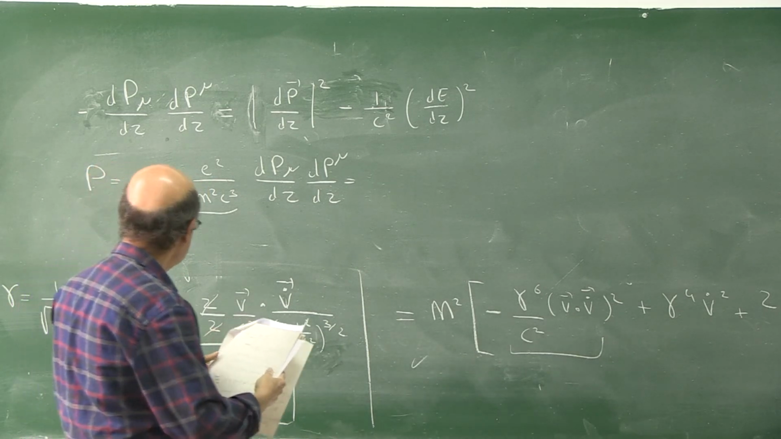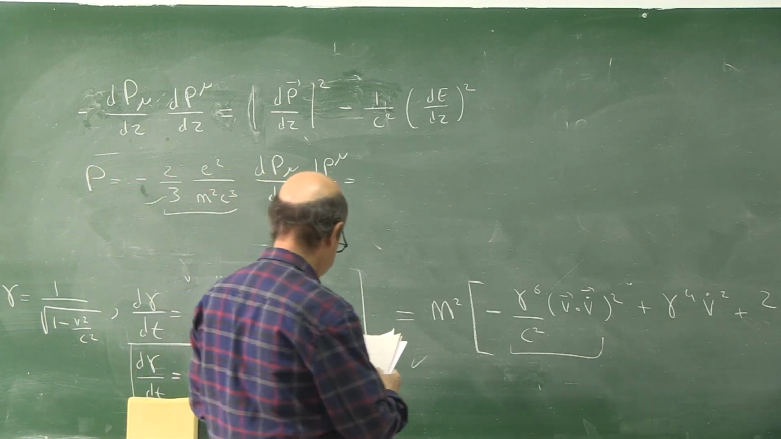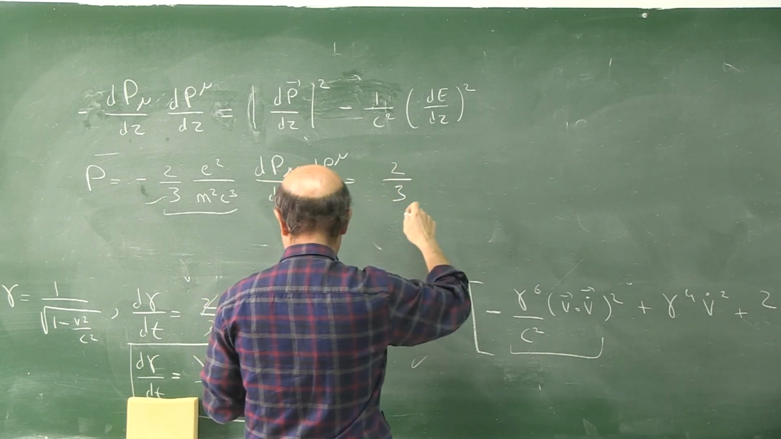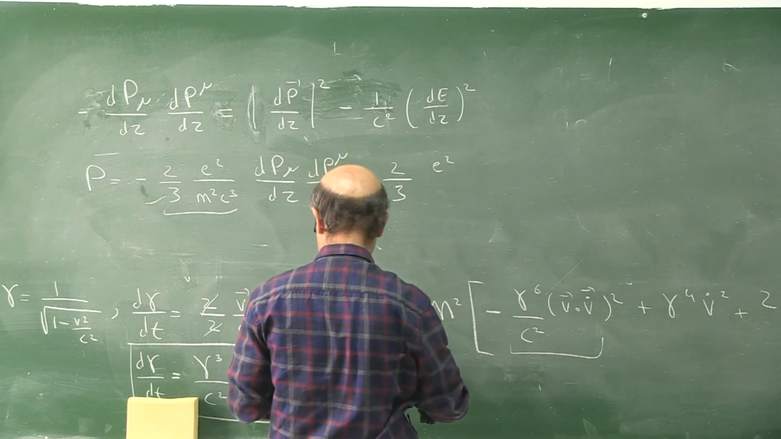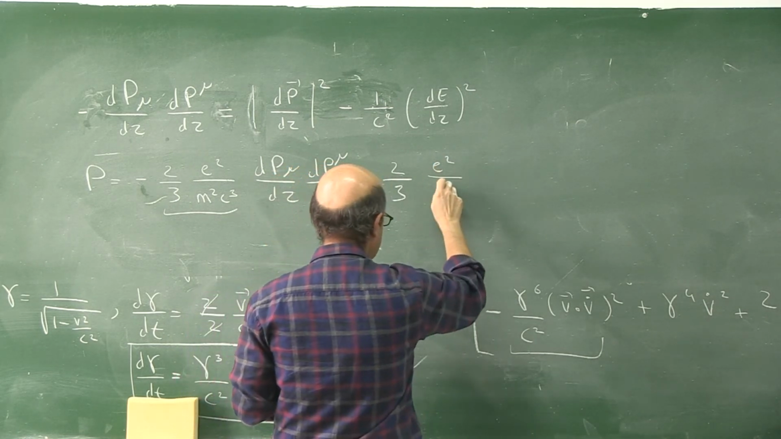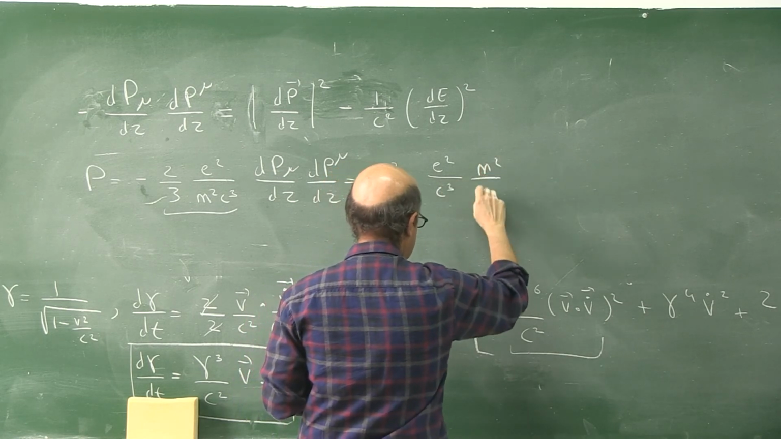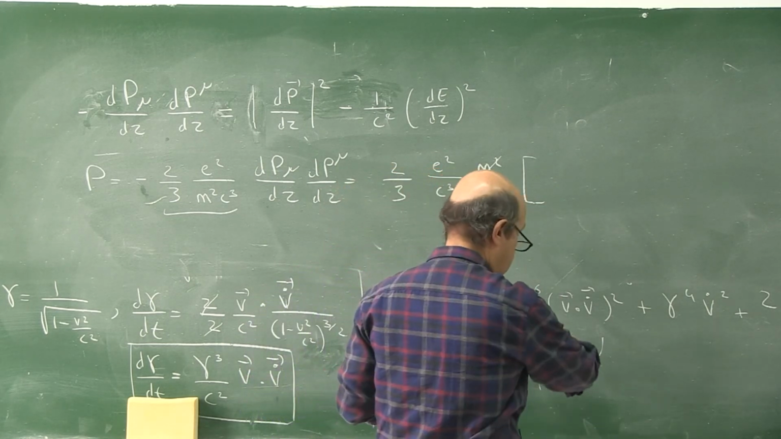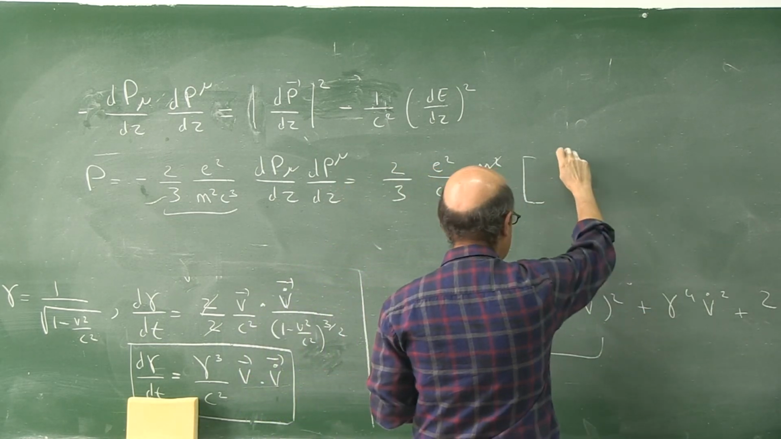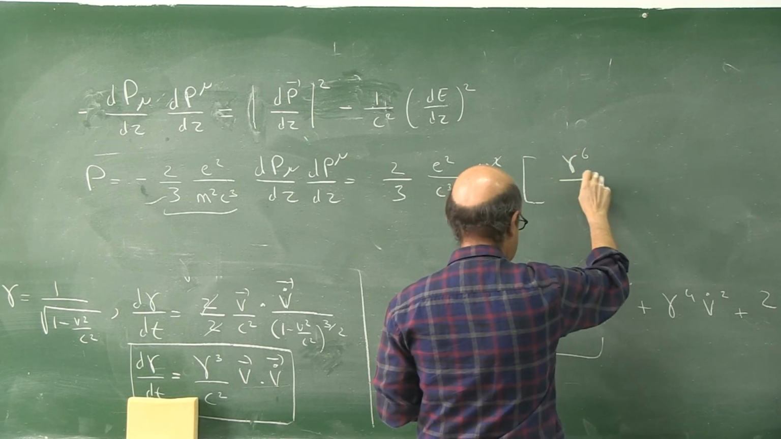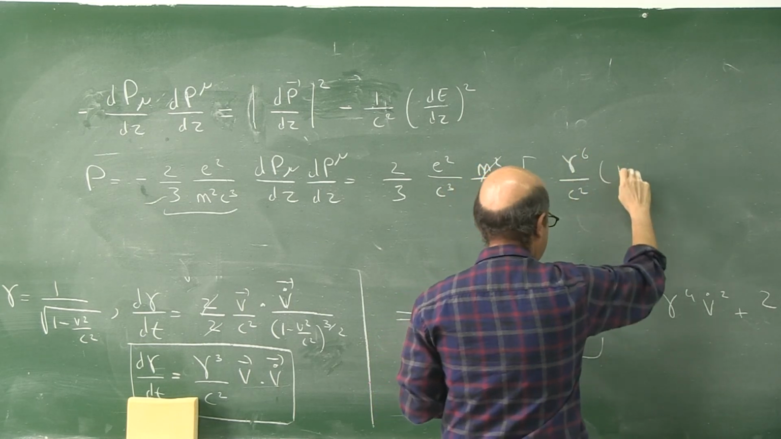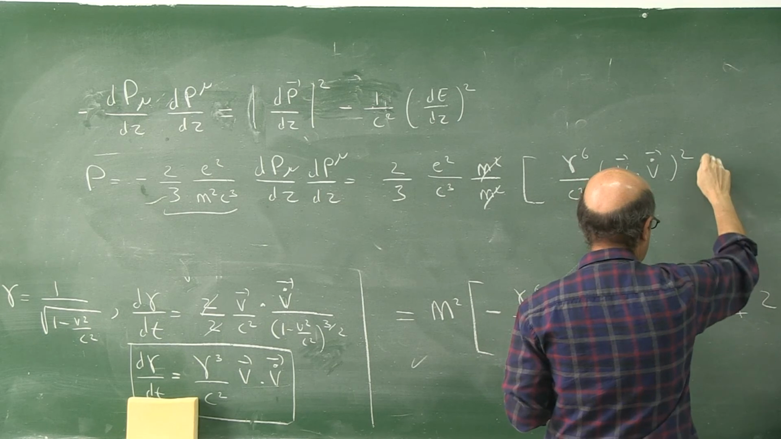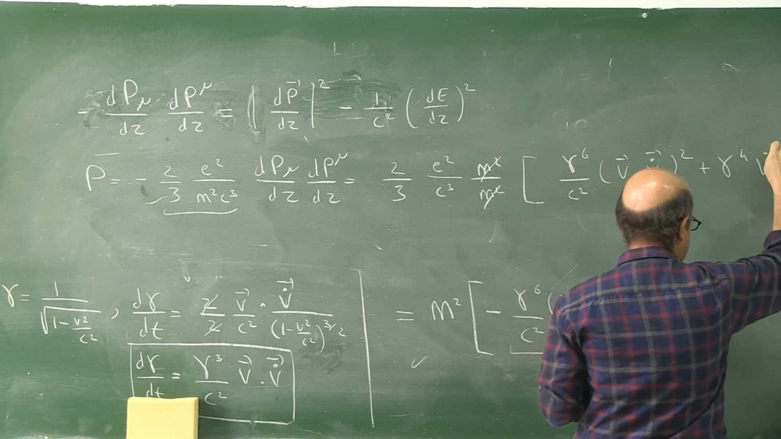So multiply 2 over 3 e square m square over c cube, m squares will be cancelled out, and you will obtain 2 over 3 is plus e square over c cube, m square over m square, that will be cancelled out. And the leftover terms will be what? This and this term are the same. Gamma to the 6 over c square v dot square, gamma to the 4 v dot square.